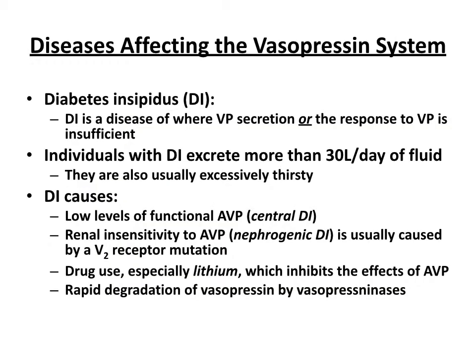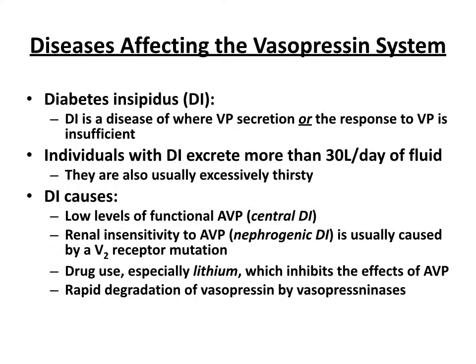Okay, in terms of diseases affecting the vasopressin system, I think I brought up on Wednesday, diabetes insipidus. Diabetes insipidus is where vasopressin secretion or the response to vasopressin is insufficient. Remember, people with diabetes insipidus, among other things, are thirsty all the time, right?